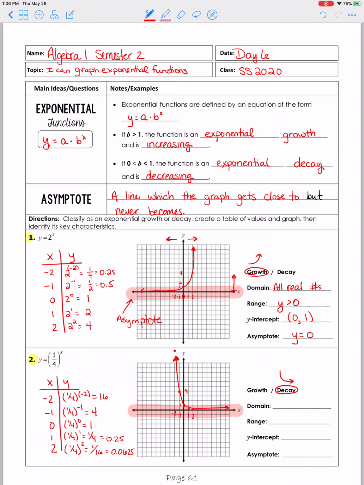Okay, looking at our domain, we're going to go forever to the left, forever to the right, so we get all real numbers. For our range, as we look to the right, we're going to go until we get to 0. But as we look to the left, we're going to go up to infinity. So again, this is y is greater than 0. Our y-intercept still happens at the point (0, 1), and our asymptote is still y equals 0. And really, if you took the notes today, this page is already ready to submit for your independent practice.